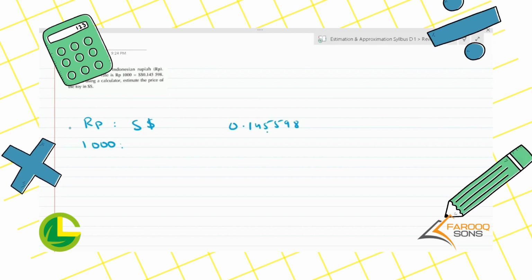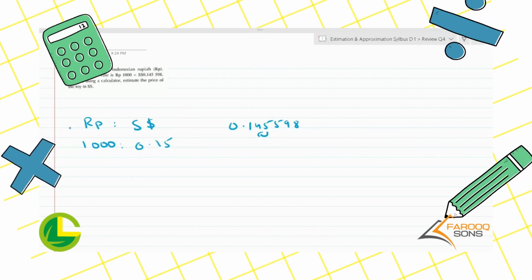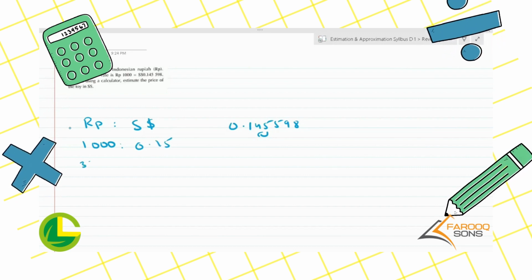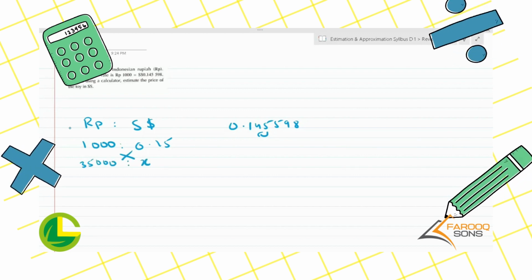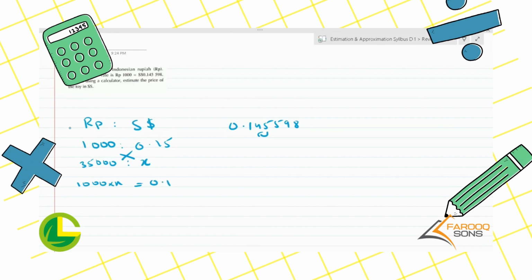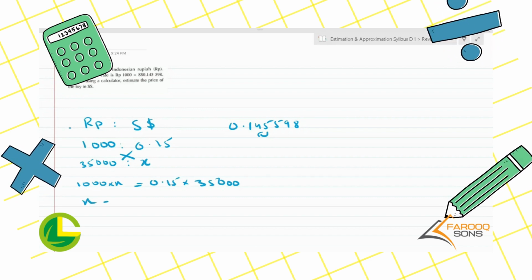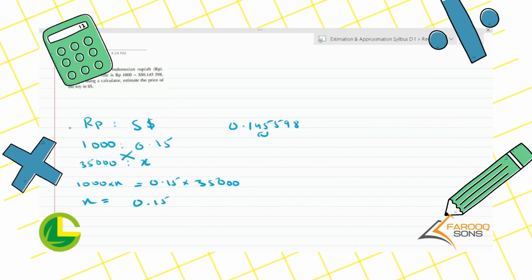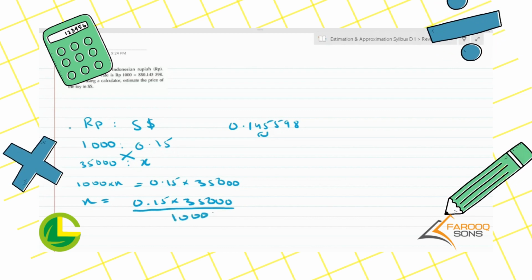We already have the conversion rate, which is 1,000 is to 0.145598. To make it easy, how about this 5 gives a plus 1 and make it 0.15. Round it off. We already know how many rupees we have. We have 35,000 rupees, make it an x. Cross multiplication, there we go. 1,000 multiplied by x will be equal to 0.15 multiplied by 35,000. Now, rather than multiplying first, I would suggest you write 0.15 multiplied by 35,000 and divide the entire thing by the 1,000, making your life easy.